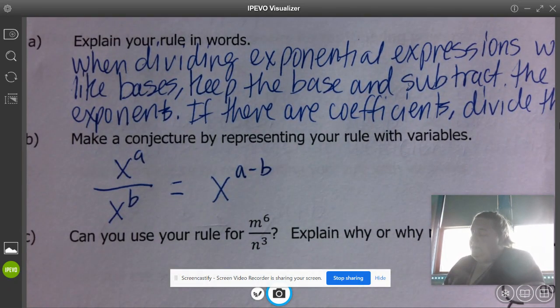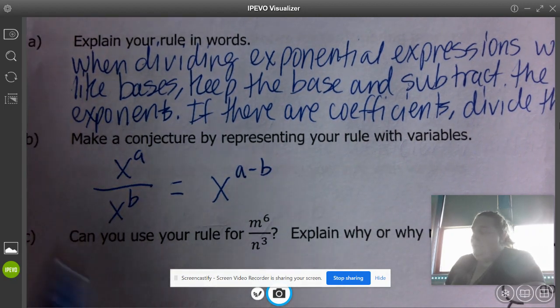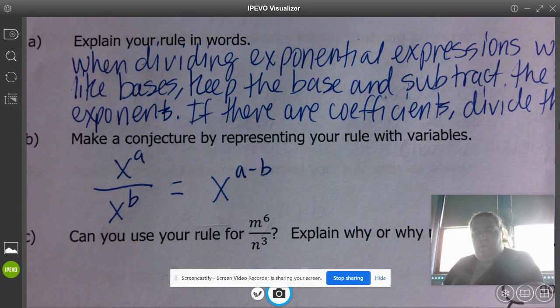m to the sixth divided by n to the third. So going back to our explanation, the first thing we need to focus on are our bases. Are they the same? If they are, we use the rule. If they're not, we can't.